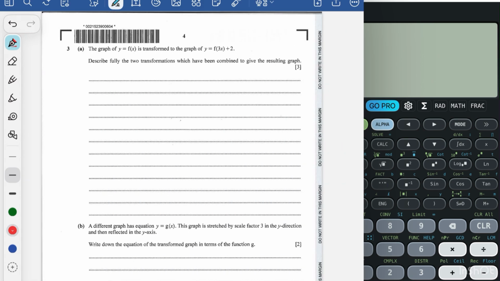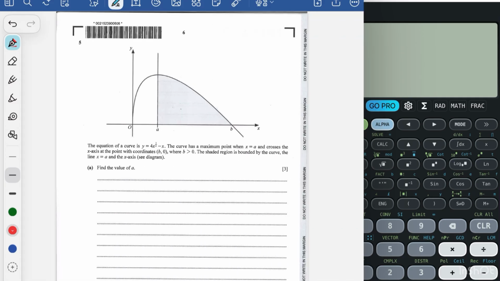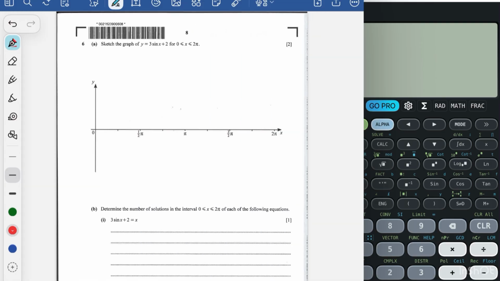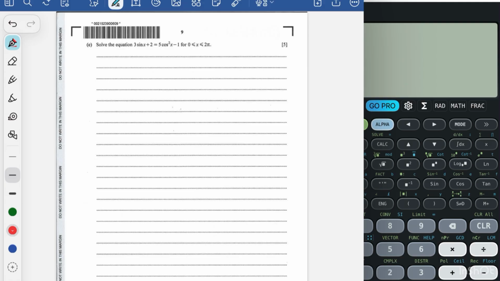Then question 2 is on binomial expansion. Then question 3 is on functions. Question 4 is on differentiation, integration mainly, and differentiation. Question 5 is on differentiation. This is area under the graph, so integration, of course. Then trigonometry, sketching graphs, and finding a point of intersection or number of solutions.